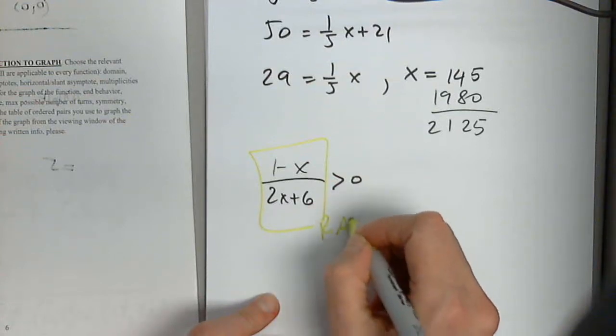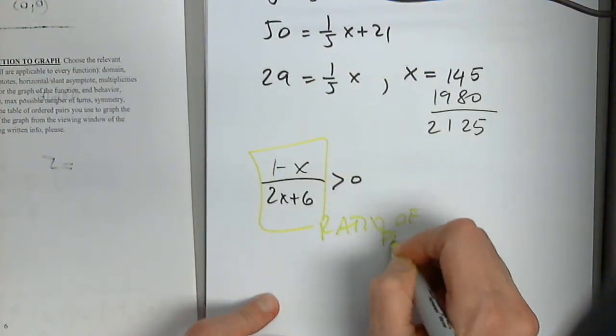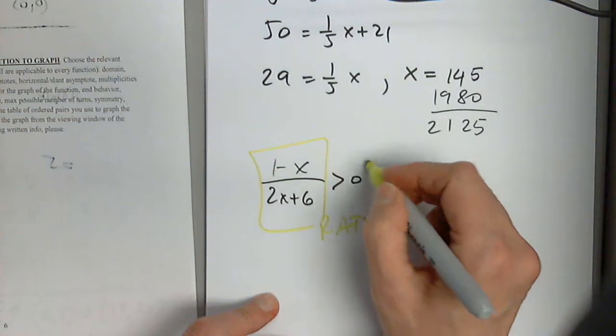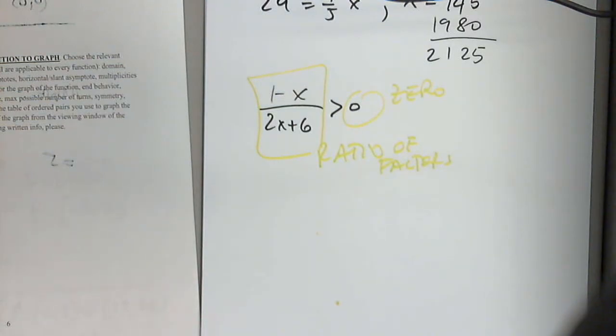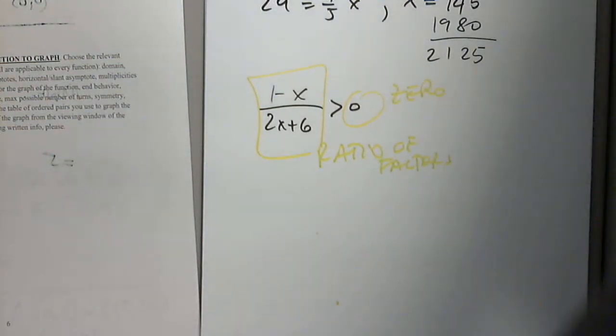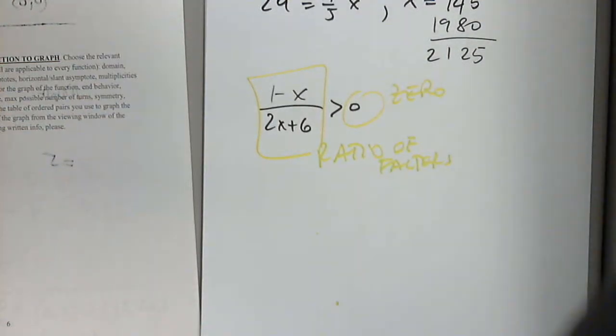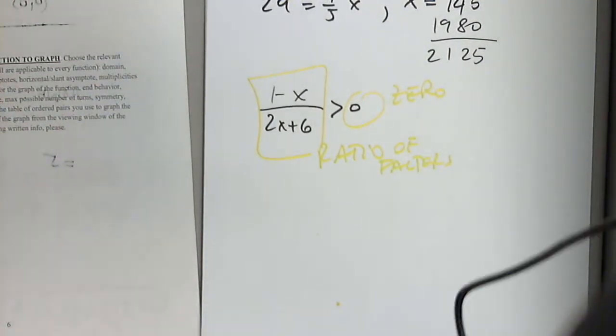is a ratio of factors. And because this is 0, otherwise the chart will not work. I have to do some more work. Okay. This is the way.